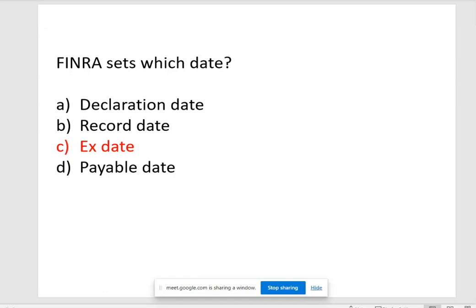Okay, but for over the counter stocks, FINRA sets the ex dividend date. If it's traded on a stock exchange, it's the stock exchange that sets the ex dividend date. But the ex dividend date is set how many days prior to the record date? Or I should say business days?